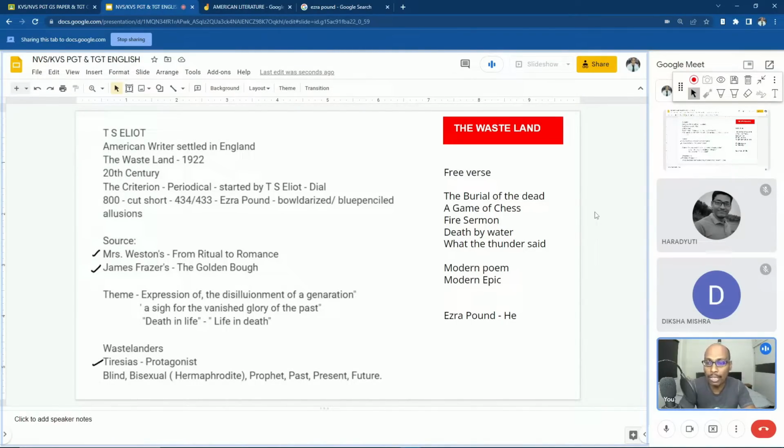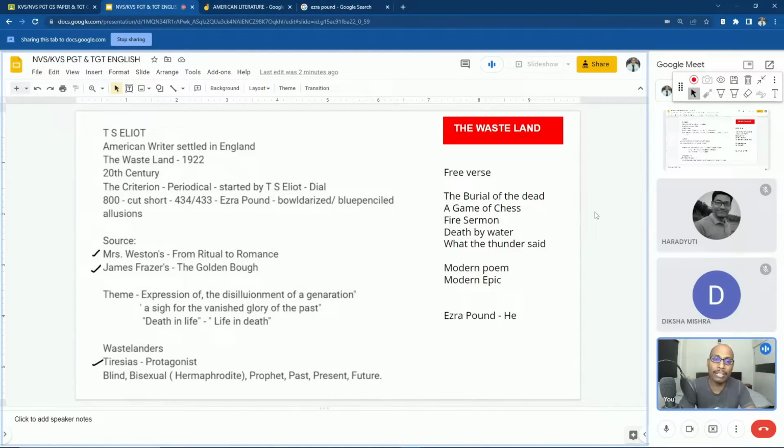And a few more themes of this poem are a sigh for the vanished glory of the past, and death in life, and life in death. And the characters in this Wasteland are actually representing London and Londoners, and the characters in this Wasteland are called Wastelanders. And the central character, the protagonist of the poem, is Tiresias, and he is a bisexual, hermaphrodite means bisexual, he is a prophet, saint, and he could see the present, past, and future. And this poem is written in free verse.